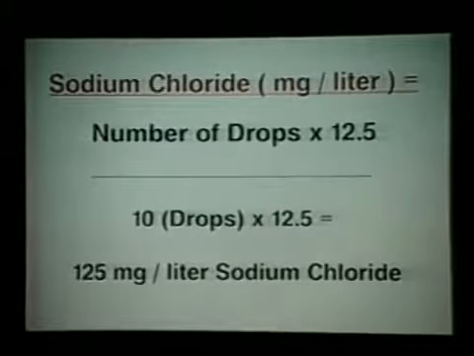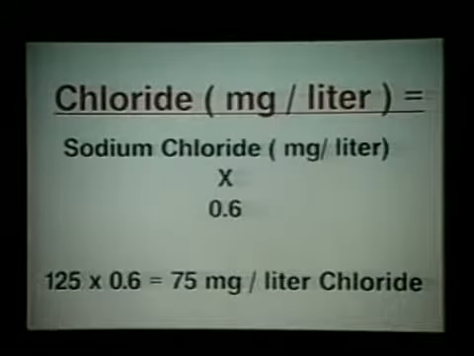The sodium chloride concentration in milligrams per liter is the number of drops times 12.5. For example, if 10 drops were required, then the concentration will be 10 times 12.5 or 125 milligrams per liter. To convert the results to milligrams per liter of chloride, multiply the milligrams per liter of sodium chloride by 0.6. In our example, the value of 125 times 0.6 is equal to 75 milligrams per liter chloride. This conversion is usually made since the chloride concentration must be known to prevent nitrite toxicity.